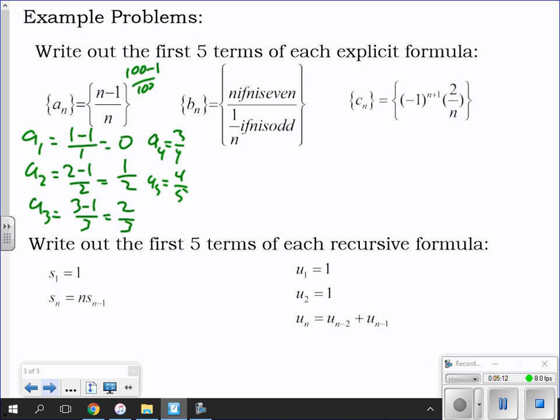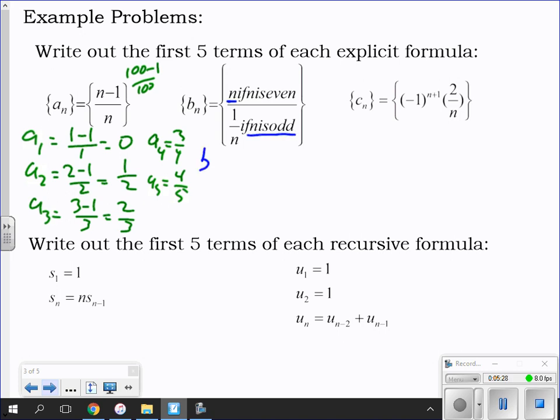So the next sequence, B sub n. If n is even, it's just that number. It's 1 over n if n is odd.